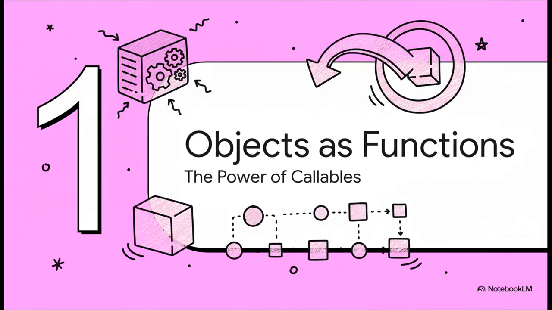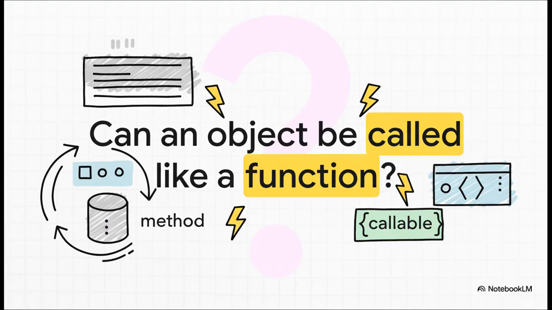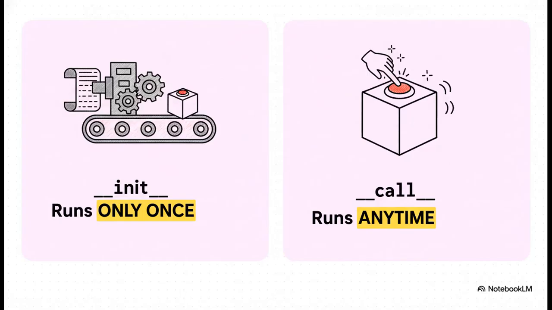So, first up, let's completely challenge a common idea you might have about objects. We're all used to calling methods on an object, right? Like object.doSomething function. But what if we could call the object itself? Well, the secret sauce here is a special Dunder method, __call__. Now, we all know __init__. It's the constructor. It runs just one time when an object is born. But __call__, this is where the magic happens. It runs any time you treat an instance of your object like a function by putting parentheses after it. It basically lets your object lead a double life.